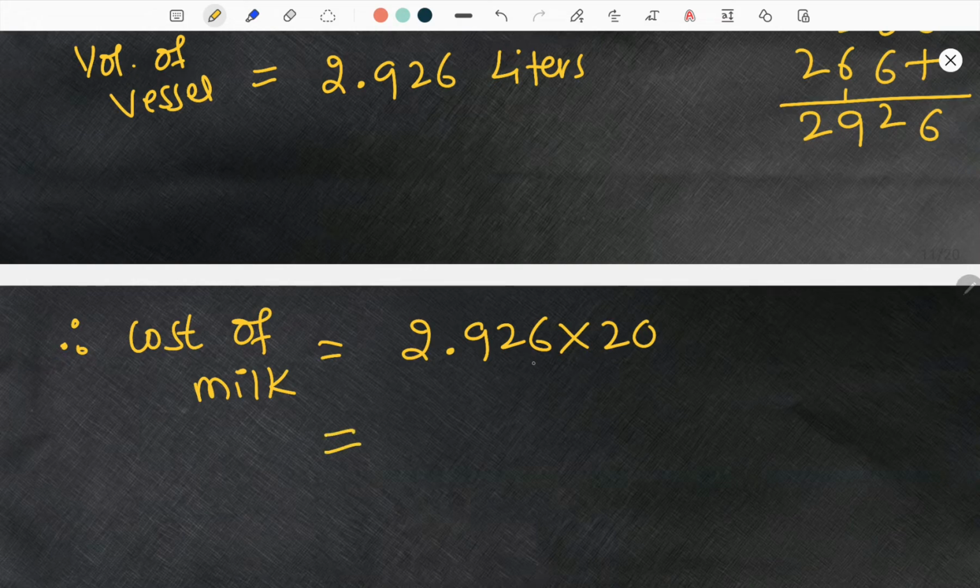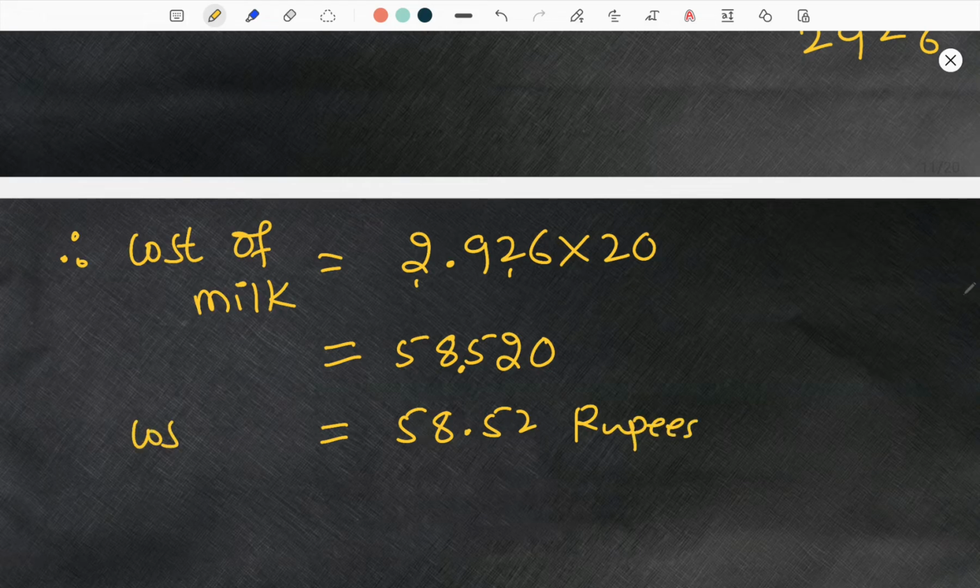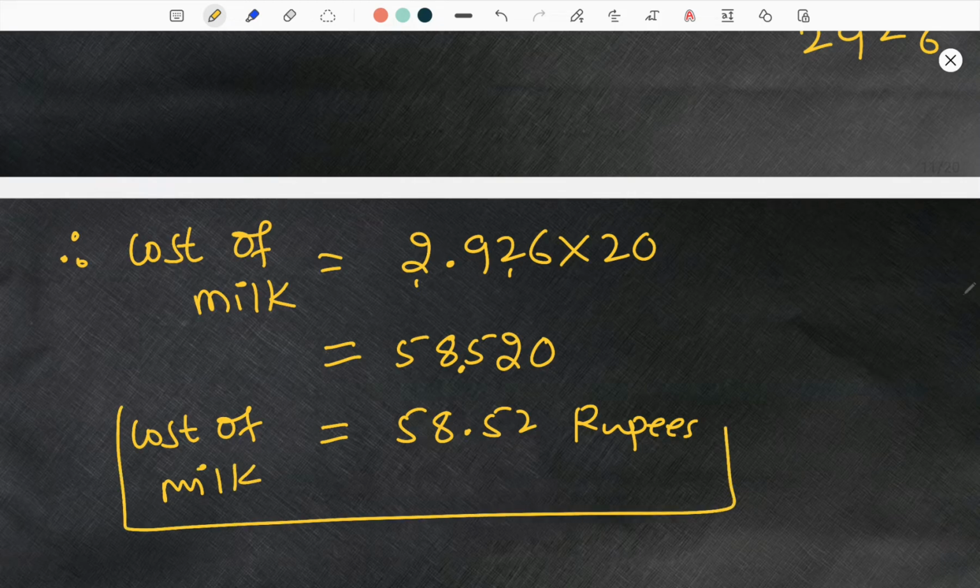So it becomes 2 6s are 12, 1 is the carry, 2 2s are 4, 5, then 2 9s are 18, 1 is the carry, 2 2s are 4, then 5. Give 0 there because it is 20, then 3 places back. 3 places back means it is 58.52. So what is the answer for this? 58.52 rupees. So this is the cost of the milk what you have to give. Cost of milk. So just put it in a box.